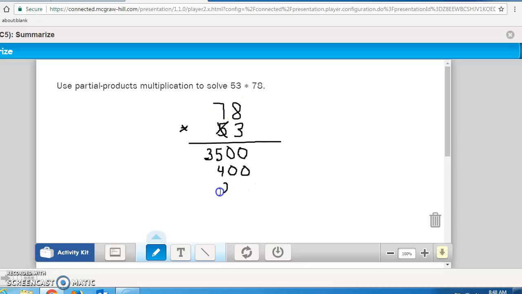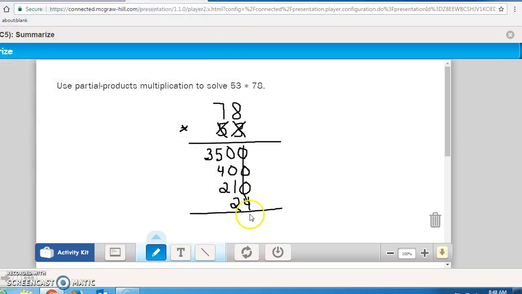Well, 3 times 7 is 21. 70 would have 1 zero here, so I put 1 zero in my answer. And then I do 3 times 8, which is 24. Now I multiplied both numbers on the bottom with both numbers on top. So I've completed this. So now all I do to find this answer is add. 0 plus 0 plus 4 is 4.